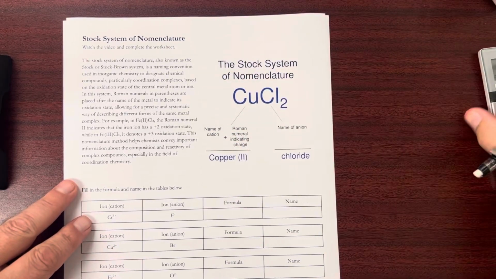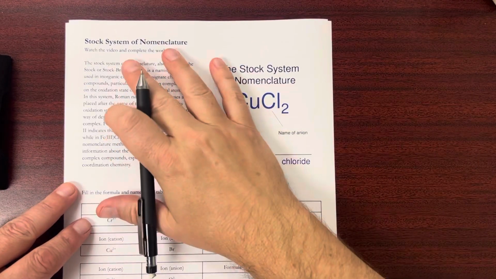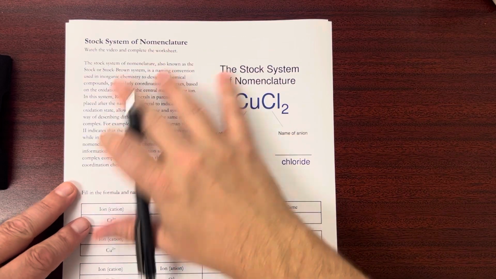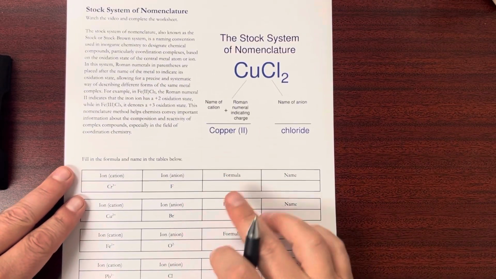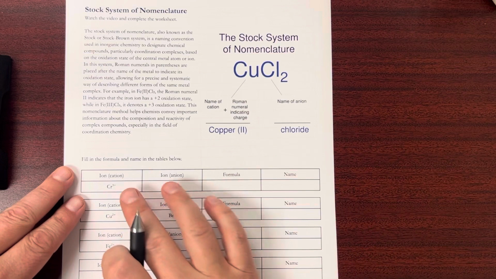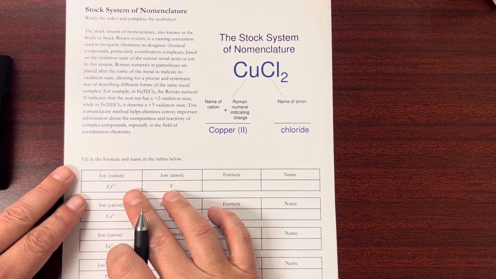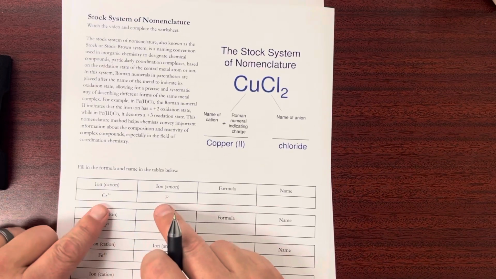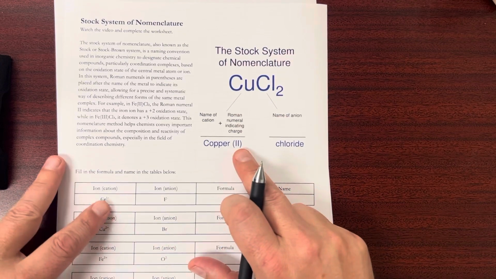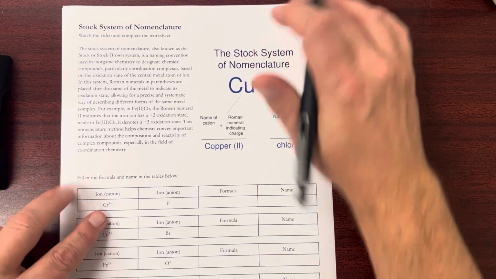Hello, I'm going to go over this worksheet here, stock system of nomenclature. So this is going to be naming. We're going to come up with a formula and we're going to name the molecule, the compound that's formed between these two.